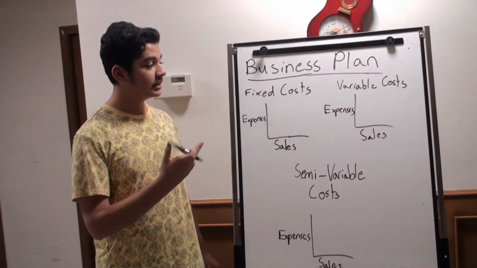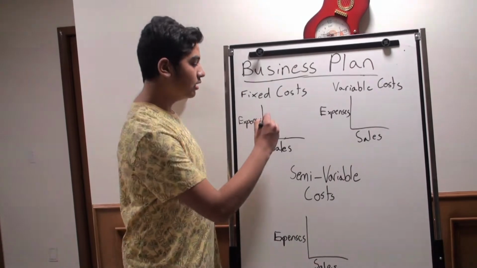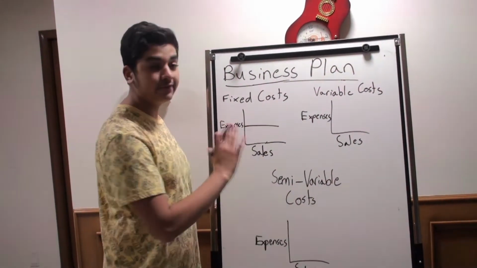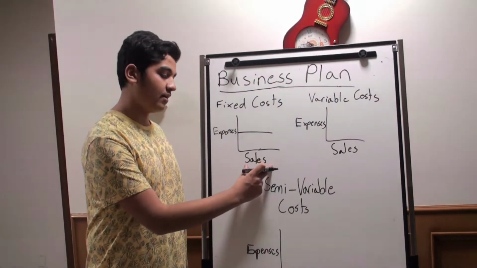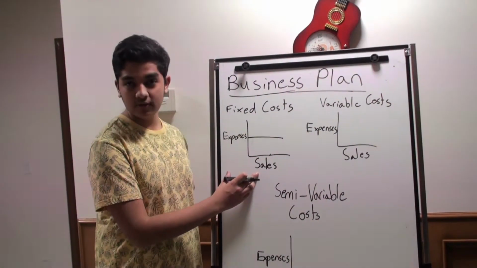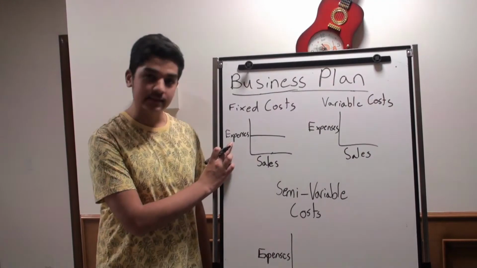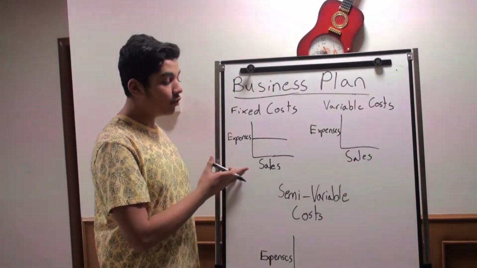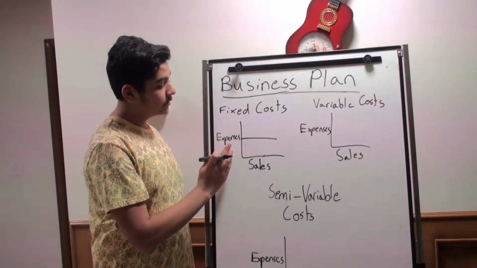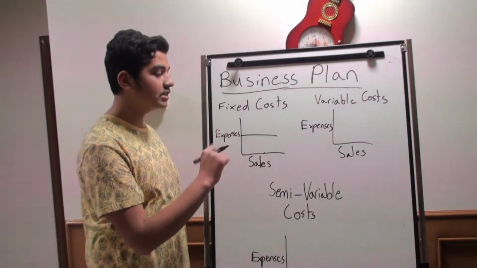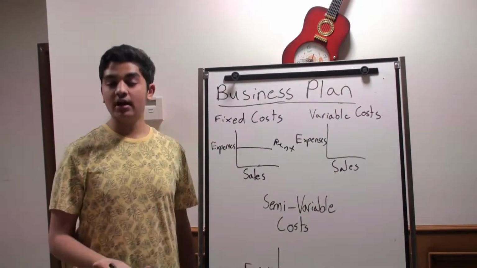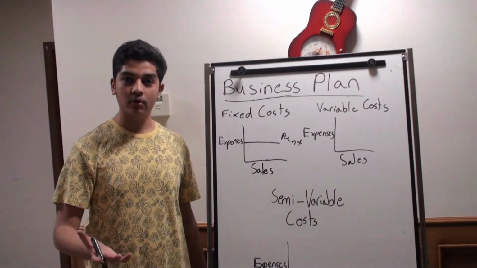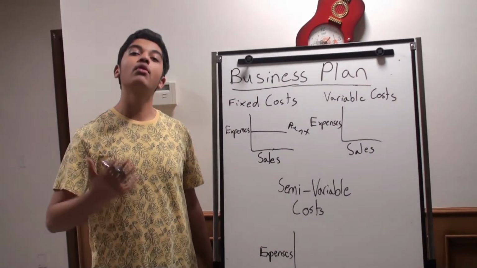The first one is a fixed cost. A fixed cost has a flat relationship and does not change no matter how many sales you have. X here represents the number of sales you have and Y is the number of expenses. So here we can see that no matter how many sales you have, the expenses never change. This could represent something like rent, because no matter how many sales you do, the rent of your store will never go up or down.